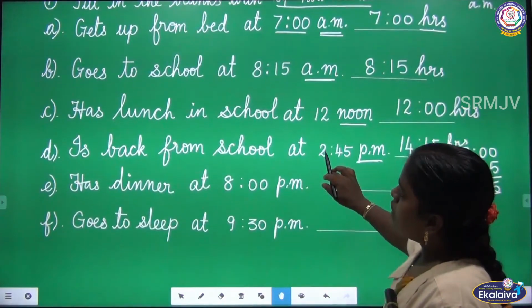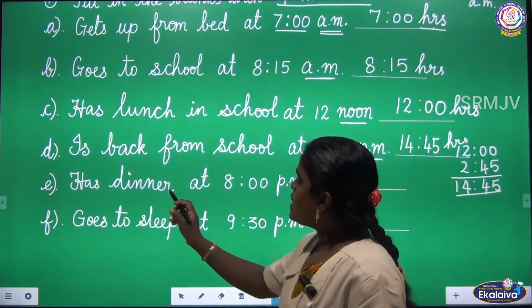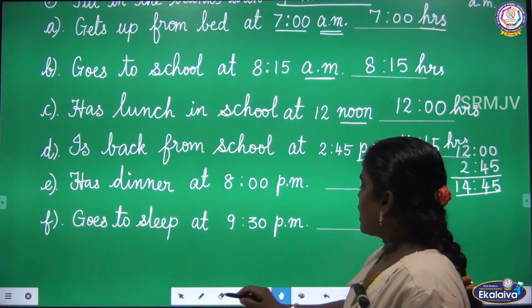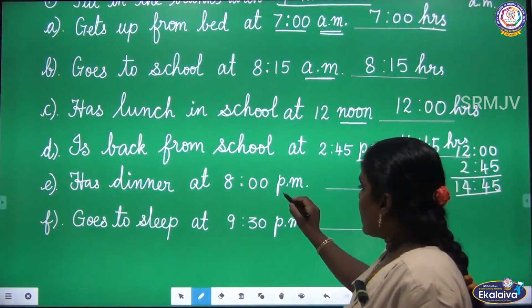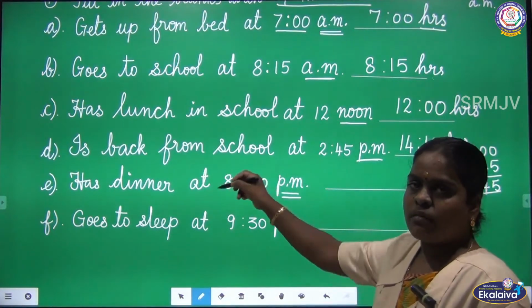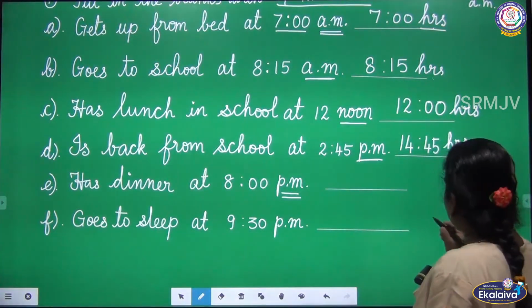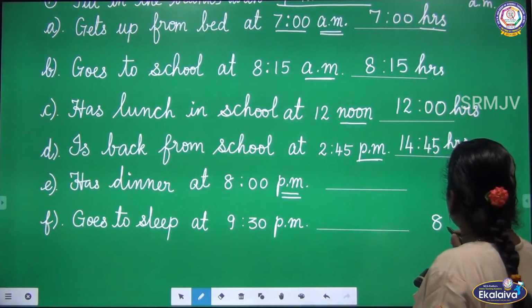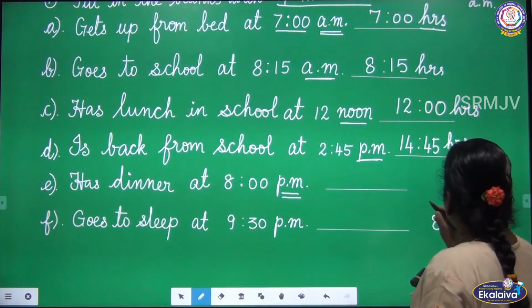Look at the next question. Has dinner at 8 p.m. Listen children, p.m. is given. So we are going to add 12 with the given time. The given time is 8 and we are going to add 12 hours.